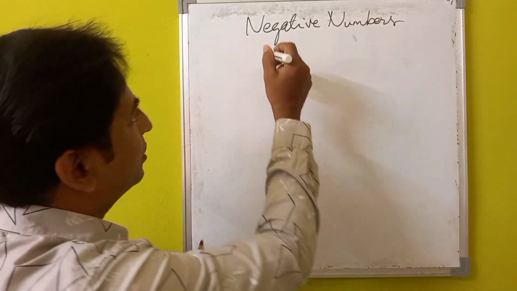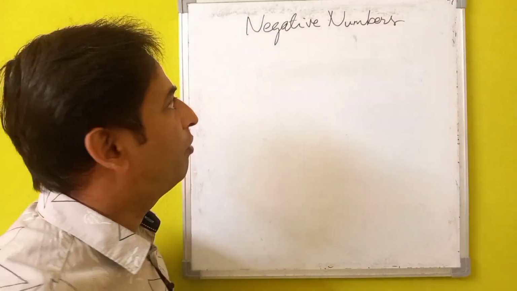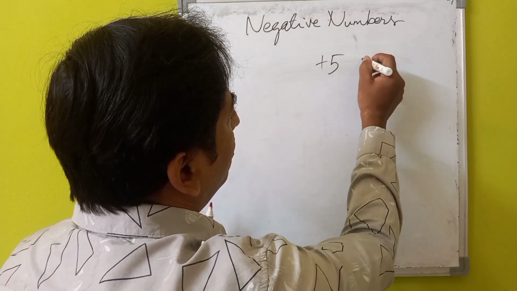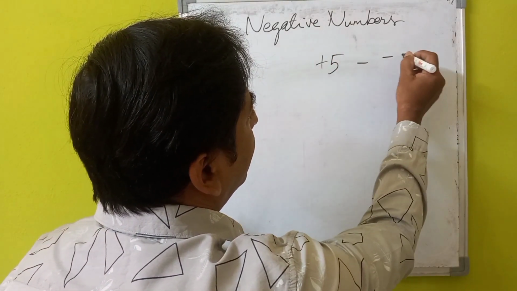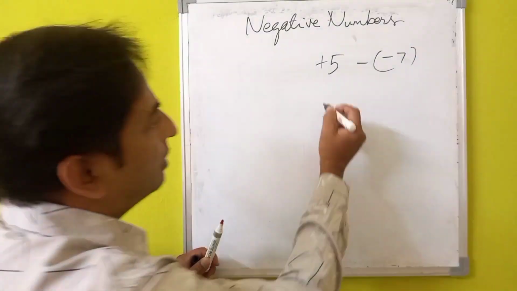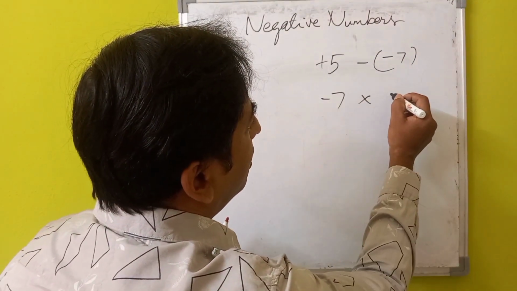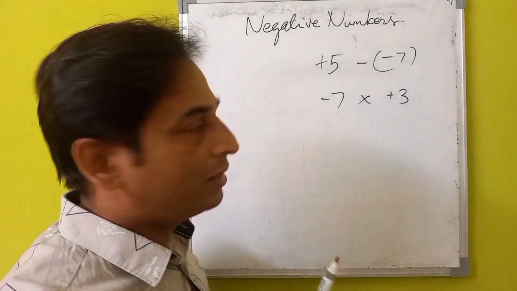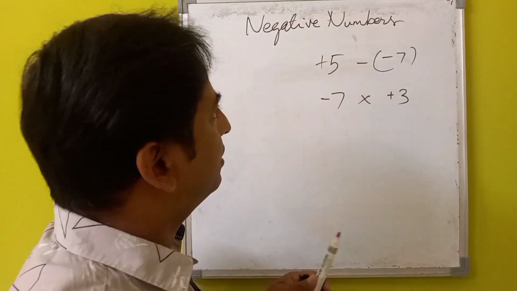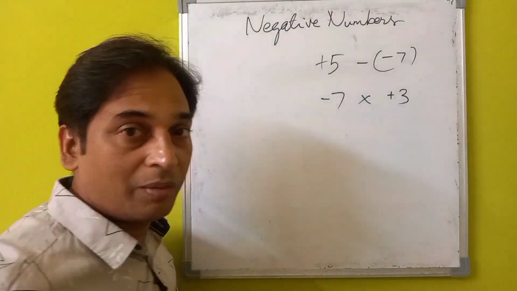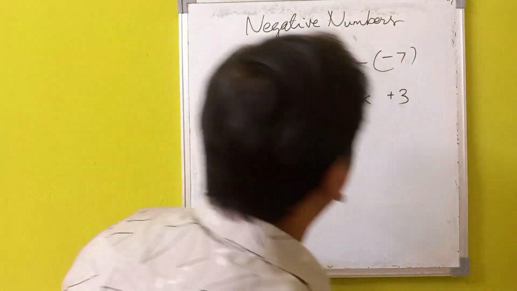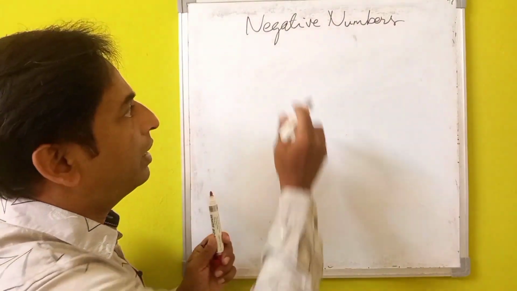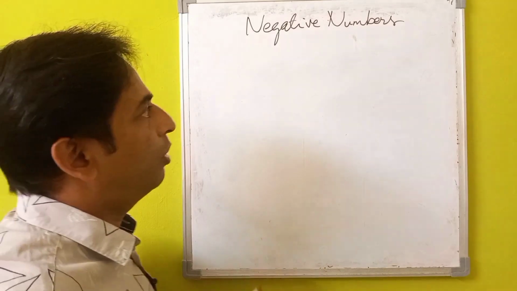Many students have confusions when it comes to arithmetic operations involving negative numbers. For example, what is positive 5 minus negative 7? And what is negative 7 multiplied by positive 3? Many students make mistakes during arithmetic operations when negative numbers are involved. So let us clear this confusion and get more clarity, and let us learn all the rules regarding negative numbers when it comes to arithmetic operations.